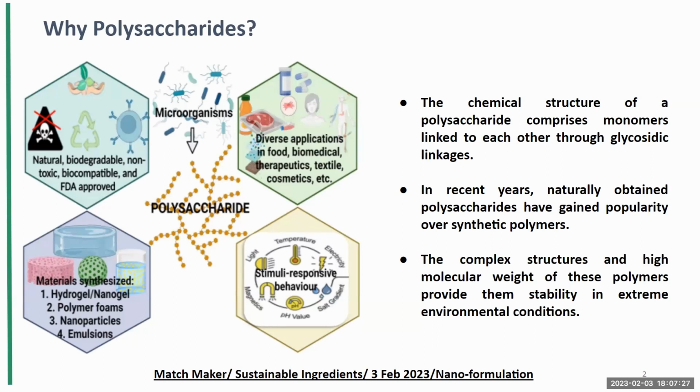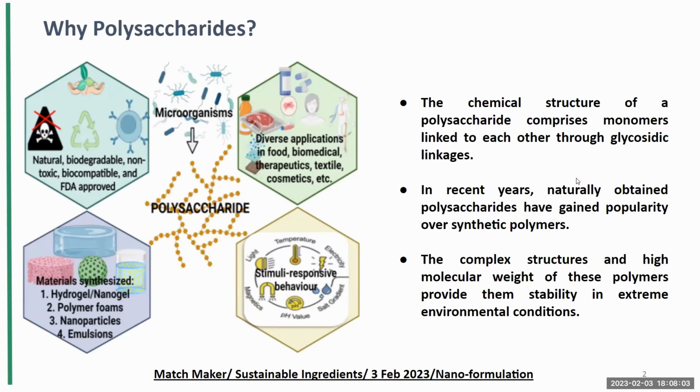Now, we found that these polysaccharides are natural, biodegradable, non-immunogenic in nature, and many of them are USFDA approved. They have found diverse application in food, biomedical, therapeutics, and other areas. We can create different kinds of materials like hydrogel, which I have discussed in the earlier pitch. We can create polymer foams, nanoparticles, emulsions, and we can incorporate stimuli-responsive behavior. All these advantages of polysaccharides pushed us: can we create a nanoemulsion of this material?